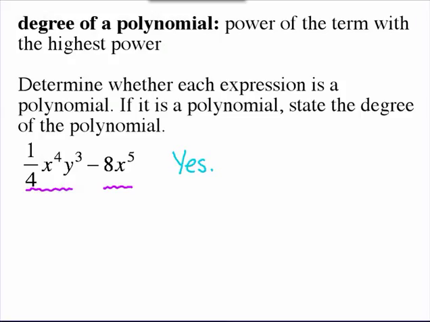I will tell you right now, it's the first one. Why is it the first one? Because you have two exponents here, right? What's the power if you add them together? 7. So this is actually a polynomial with degree 7. So what you're going to have to do is add the exponents together, and that will give you the degree.